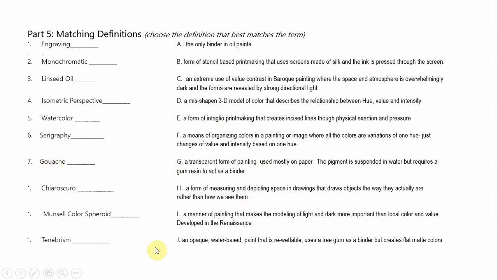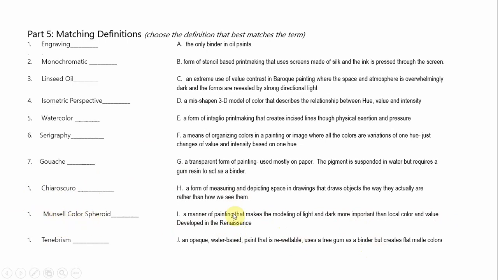7, gouache is J, an opaque water-based paint that is rewettable. So basically exactly the same as watercolor, except for the fact that it is flat and matte. Then 8, chiaroscuro. I don't know why the numbers have shifted. Chiaroscuro is a manner of painting that makes the modeling of light and dark more important than local color and value. All right, and then developed during the Renaissance.